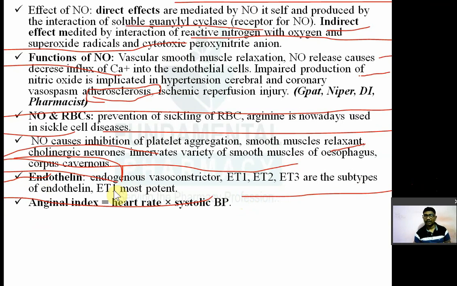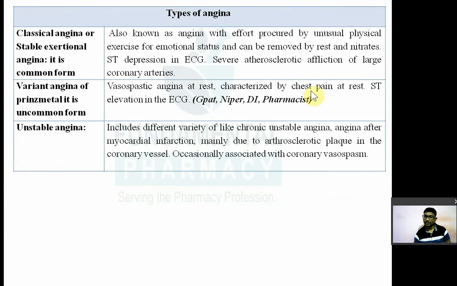Now, what do you mean by anginal index? Anginal index is equal to heart rate into systolic blood pressure. So it is a formula for anginal index. Now, there are different types of angina pectoris. What are the different types?